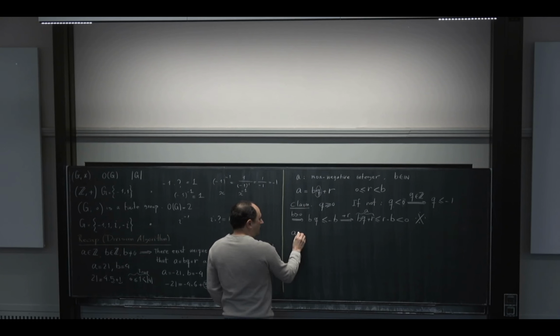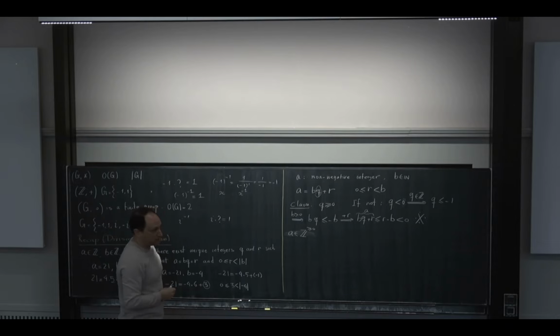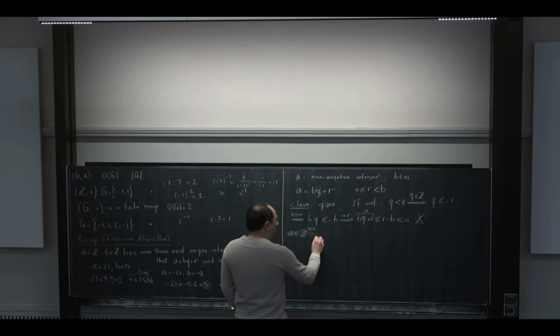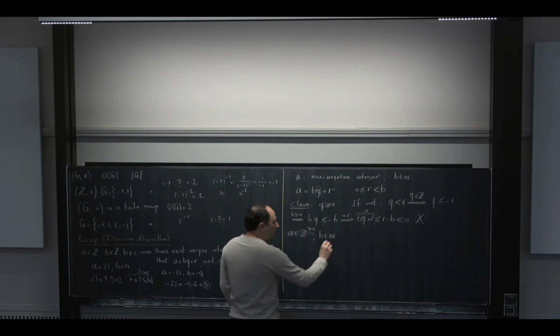So A, non-negative integer. Let me, by the way, invent some notations for simplicity of writing. A belongs to Z, I put greater than or equal to 0 on top. By this notation, I mean A is a non-negative integer, and B is a natural number. And then remember this.